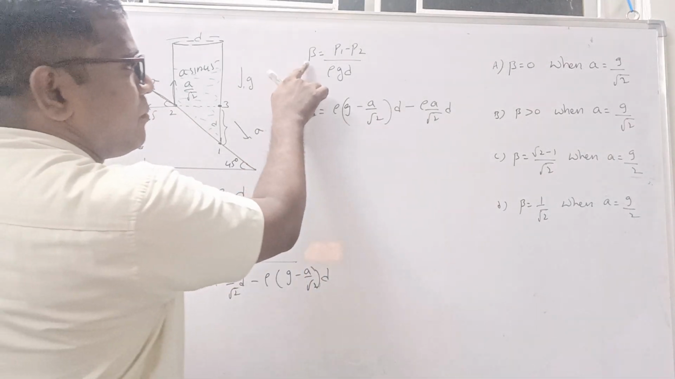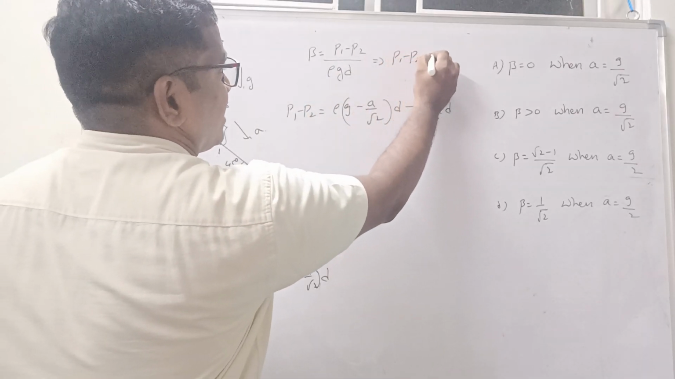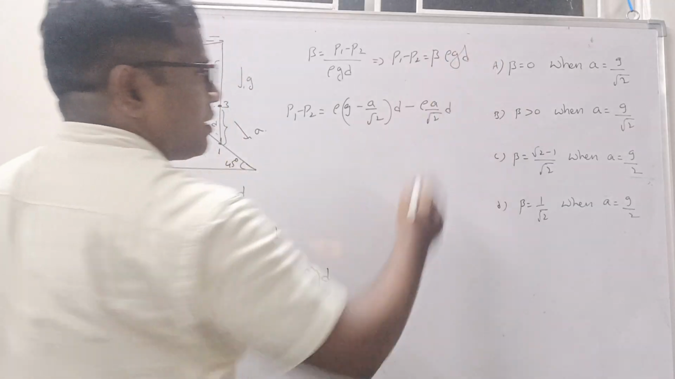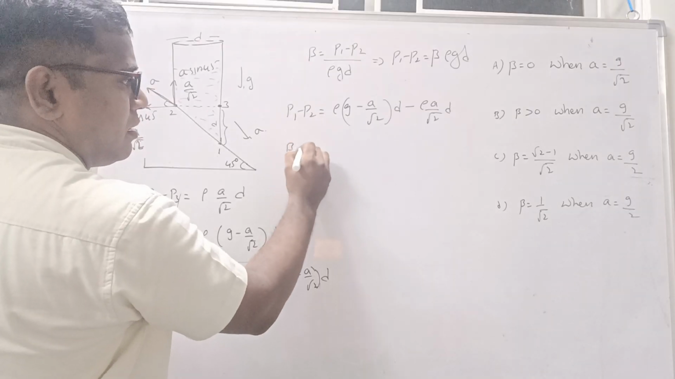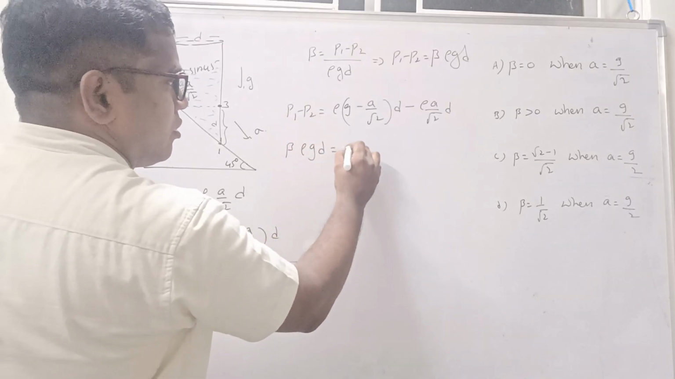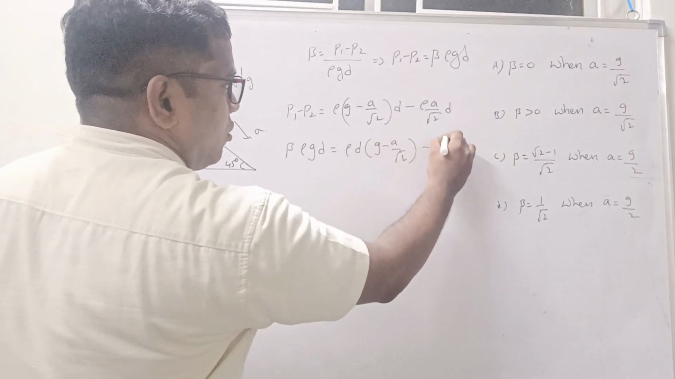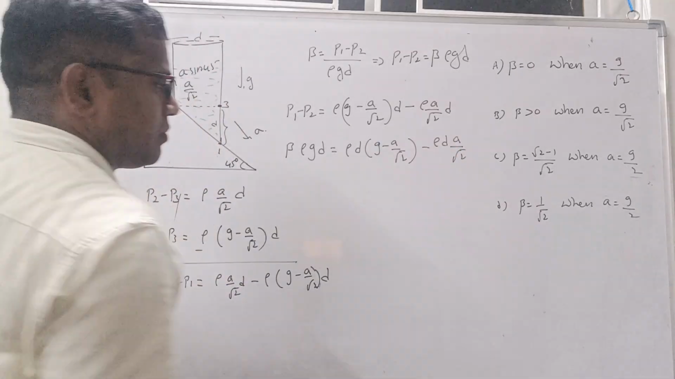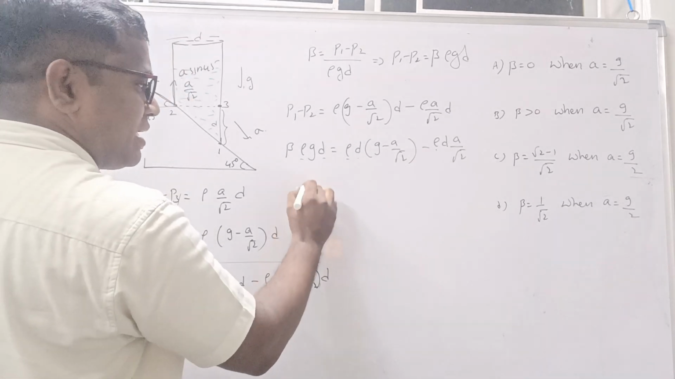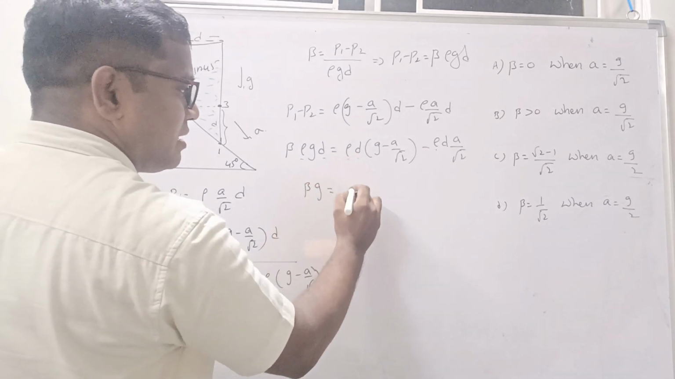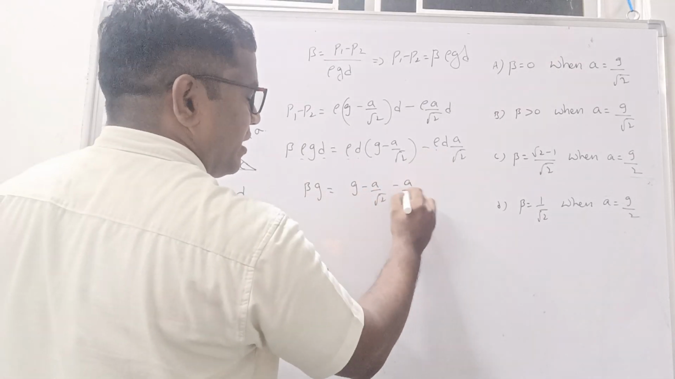But in the question itself, beta is equal to P1 minus P2 by rho GD. That means P1 minus P2 can be written as beta into rho GD. So I will write here, P1 minus P2 can be written as beta rho GD, which is rho D into G minus A by root 2 minus rho D into A by root 2. So rho D gets canceled.